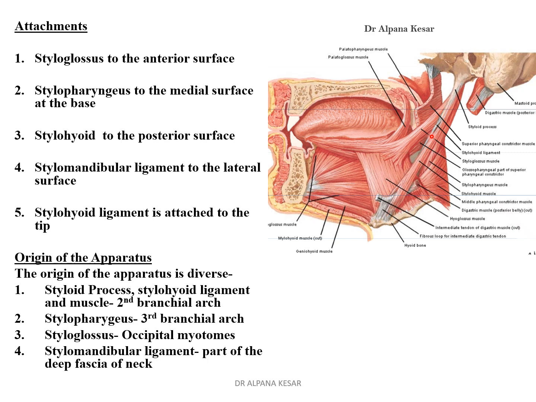The origin of styloid apparatus is diverse. The styloid process, stylohyoid ligament, and the stylohyoid muscle are derived from the second branchial arch, and the stylopharyngeus muscle is derived from the third branchial arch. Styloglossus muscle is derived from the occipital myotomes, and stylomandibular ligament is a part of the deep cervical fascia of the neck.